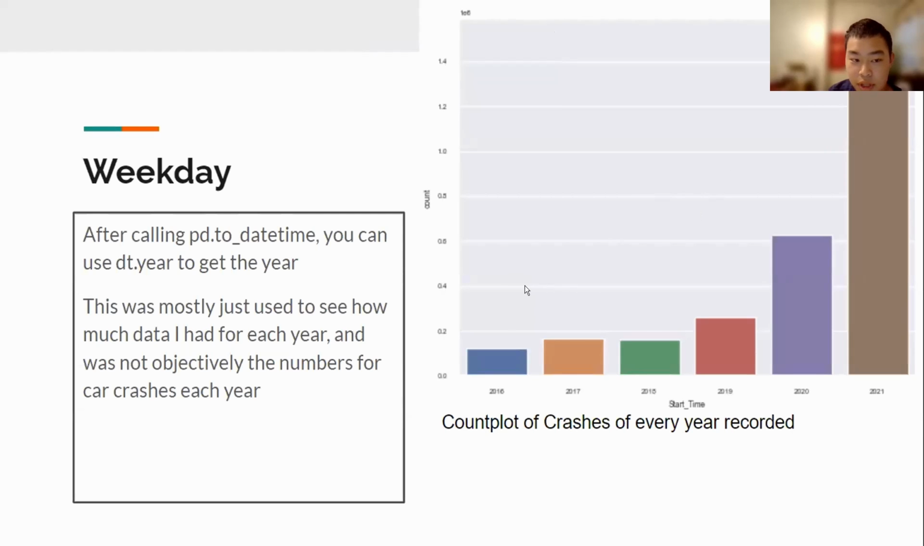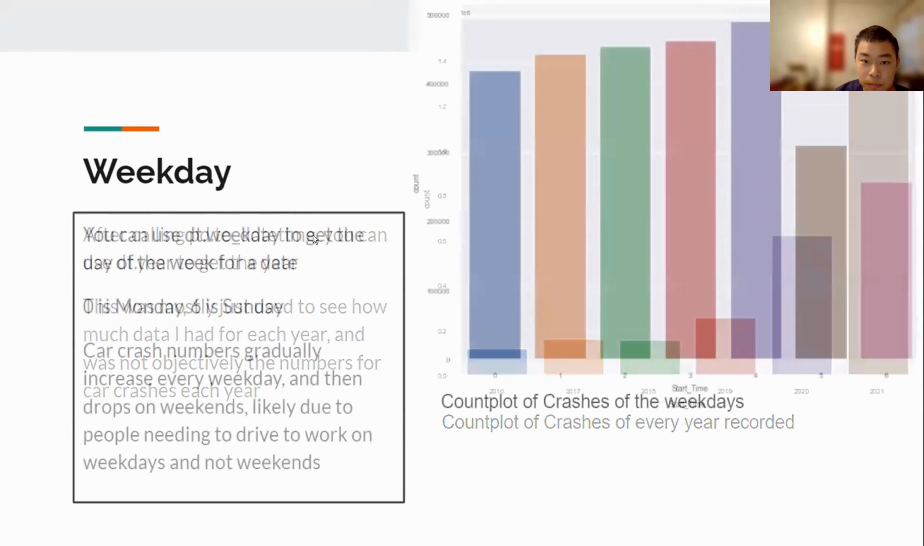And first thing here is the year. I accidentally put the title wrong, but you can see here there are a lot more data points for 2021 than there are for any other year. Now, this doesn't necessarily mean that there were way more crashes in 2021. It just meant that the data set didn't really have much information for all these other years. And the way I can get the year is using dt.year after converting the dates to pd.to_datetime.